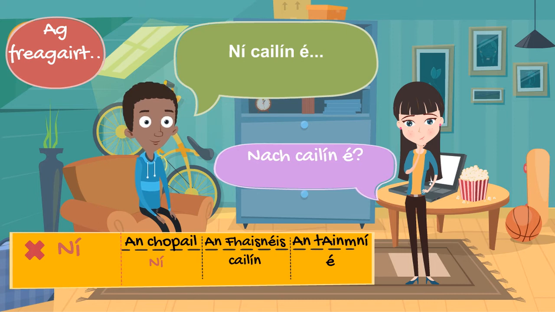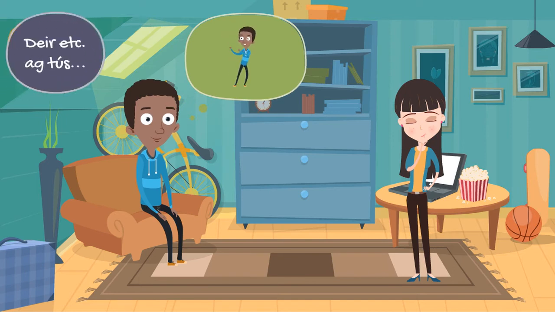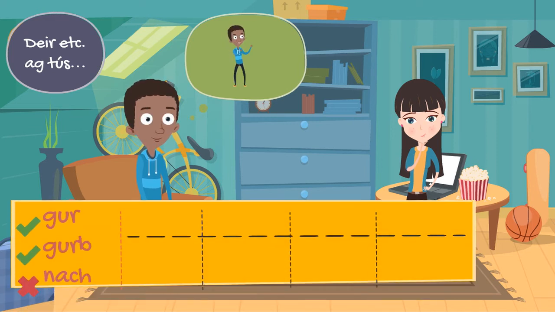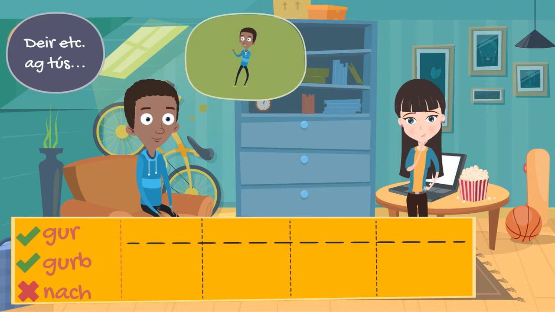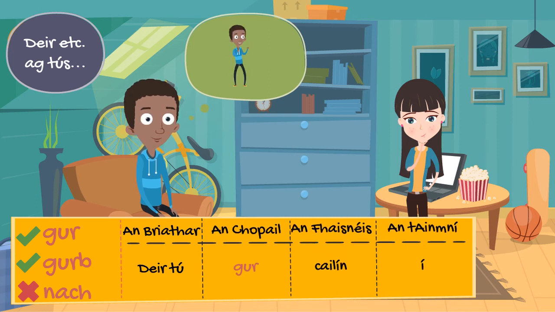If a verb such as dar or cheap is at the beginning of the sentence, we use the fiosrach indirect, or indirect form of the copula. We do this by using the copula words gur, gurb, or nach. The gur and gurb are used for positive sentences and nach for negative sentences. The structure of this type of sentence is as follows: Briathar, an Chopail, an Aidiacht, an Téarma.